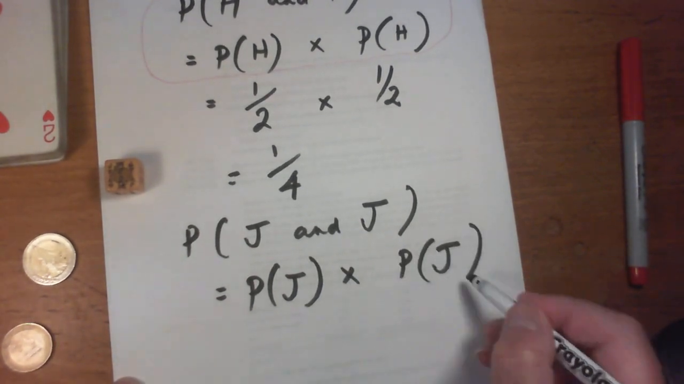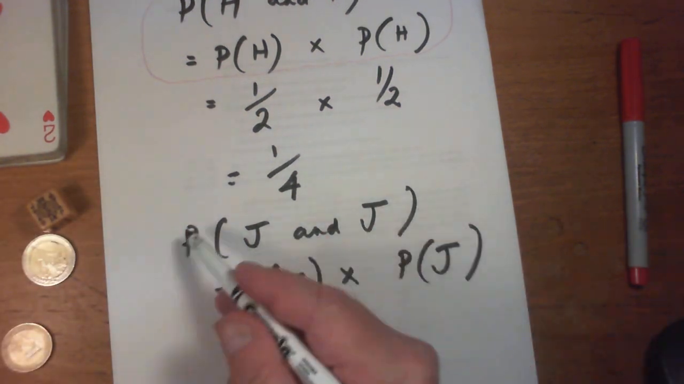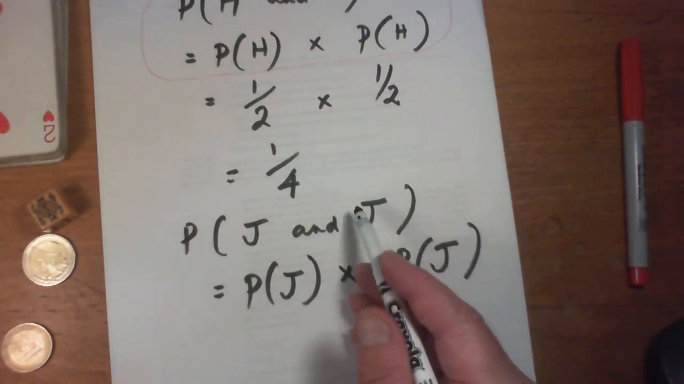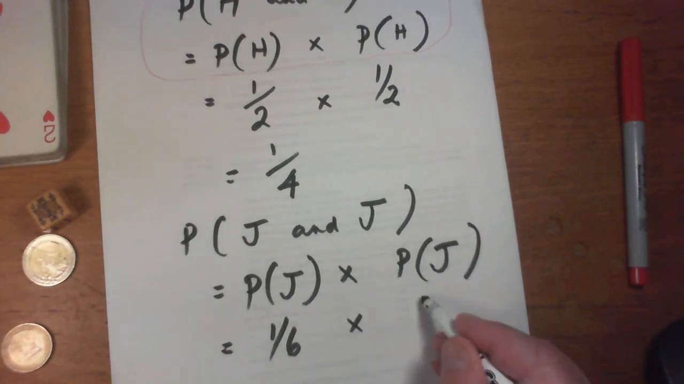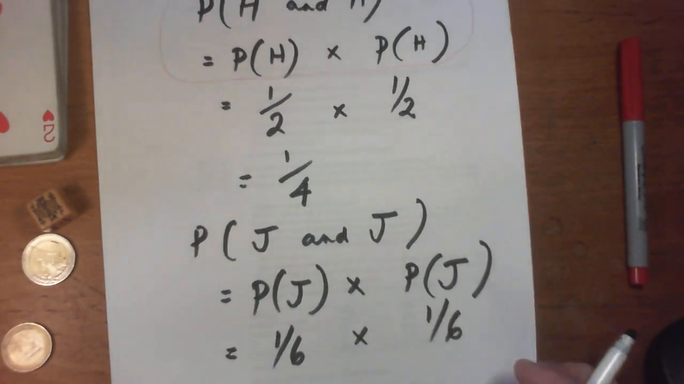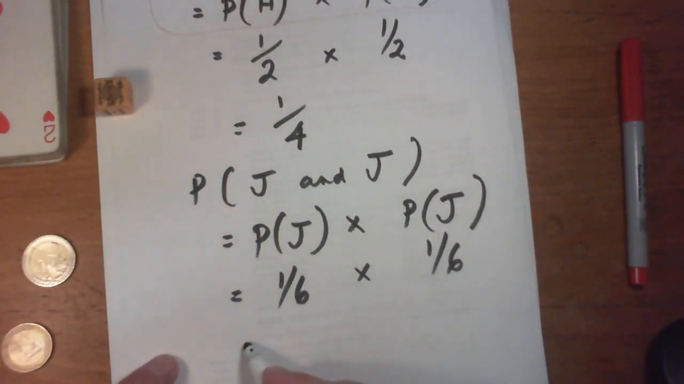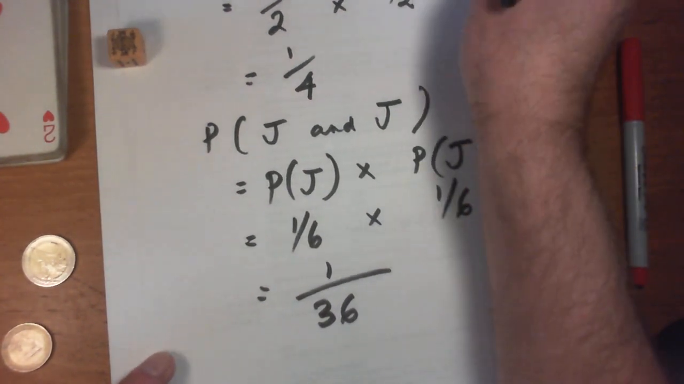Again, that's the basic rule, so long as this situation is independent. The probability of getting a jack is 1/6, multiplied by the probability of getting a jack on the second throw. There's your jack there, okay? That equals 1/36.